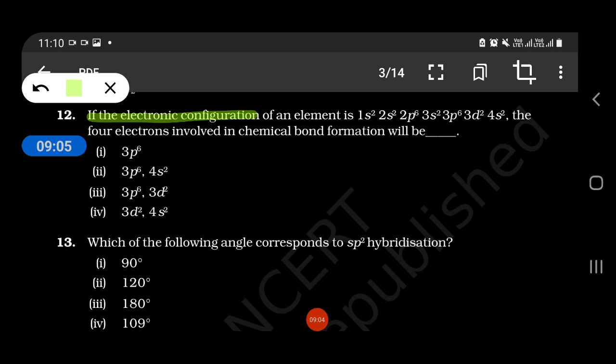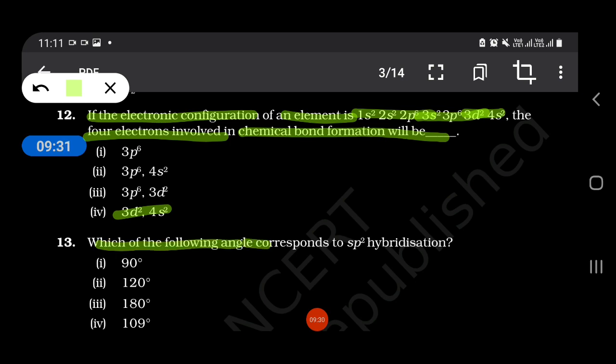If the electronic configuration of an element is 1s2, 2s2, 2p6, 3s2, 3p6, 3d2, 4s2, the 4 electrons involved in chemical bond formation will be 3d2 and 4s2. Chemical bond is formed by the electrons which are present in the periphery, so it will be 3d2 and 4s2.